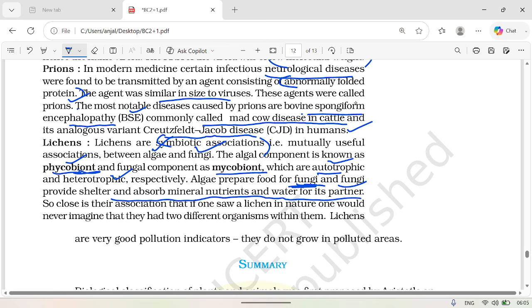So close is their association that if one sees a lichen in nature, one would never imagine that there are two different organisms within it. It is very difficult to find. Now, lichens are very good pollution indicators. They do not grow in polluted areas. This is an important question.